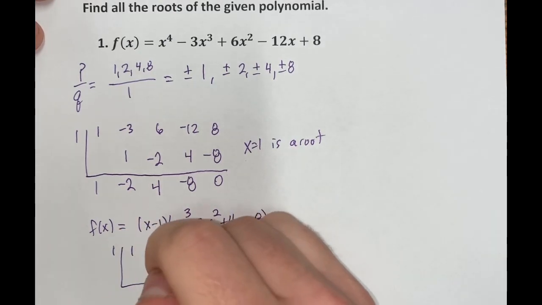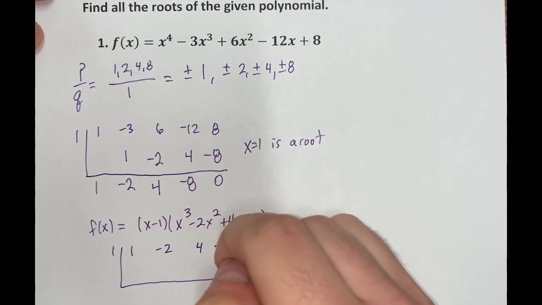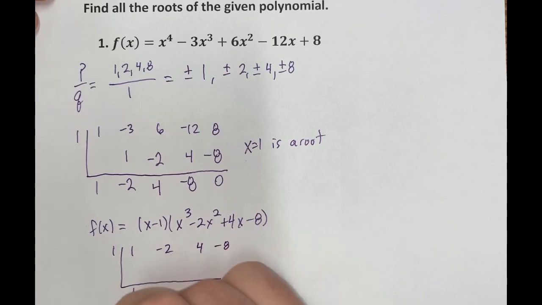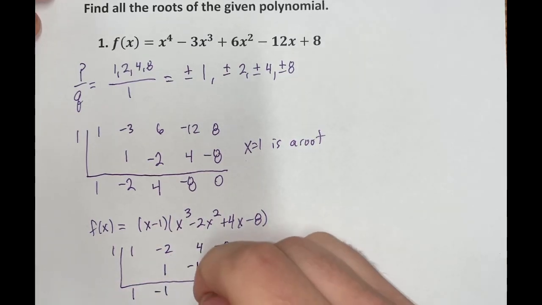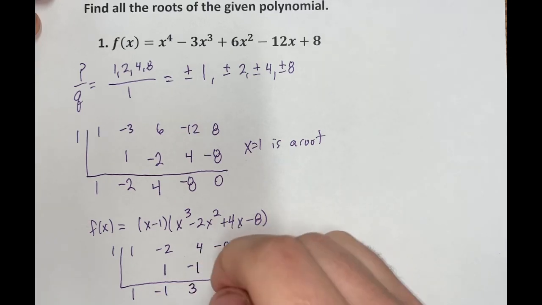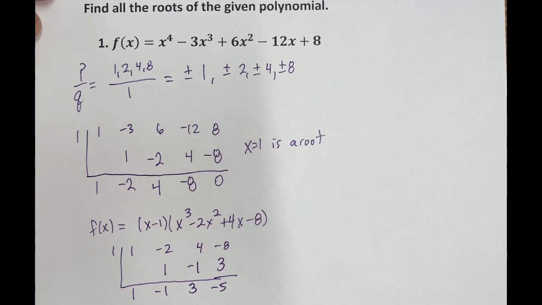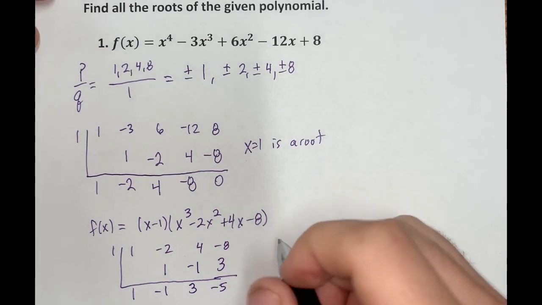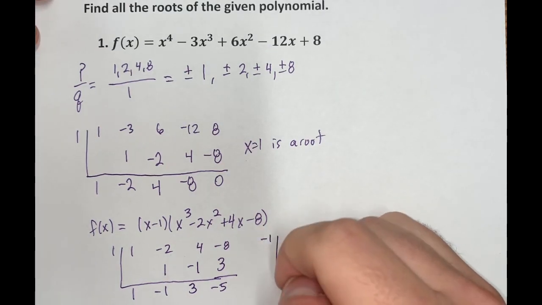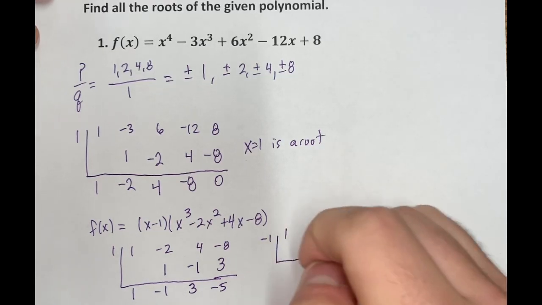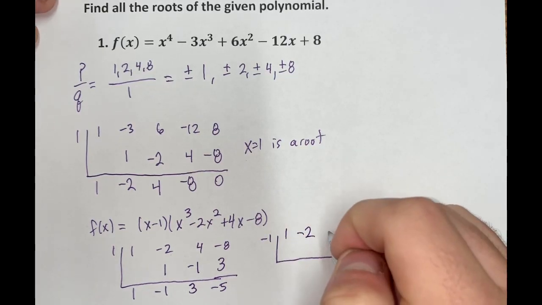We have 1, negative 2, 4, and negative 8. The 1 comes straight down. 1 times 1 is 1. Negative 2 plus 1 is negative 1. 1 times negative 1 is negative 1. We add those together, we get 3. 1 times 3 is 3, and we get negative 5. So clearly, 1 is not a root again. Let's try negative 1. And I would probably do all this work off to the side until I find one that works.